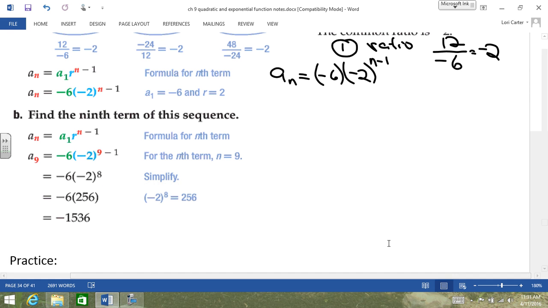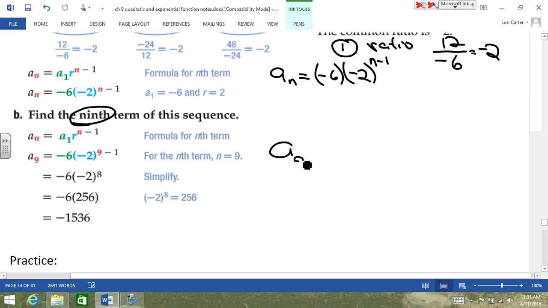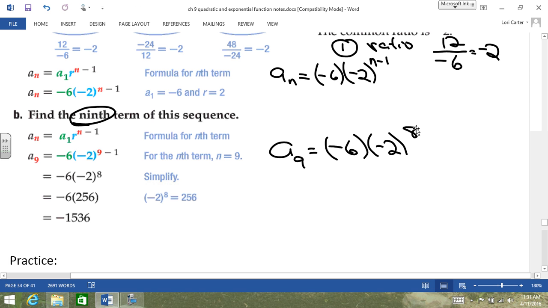Now I'm going to use that equation and I want to find the 9th term. So A sub 9 is equal to what? Negative 6 times negative 2 to what power? Not 8. N minus 1, so 9 minus 1. Yes, that's 8.